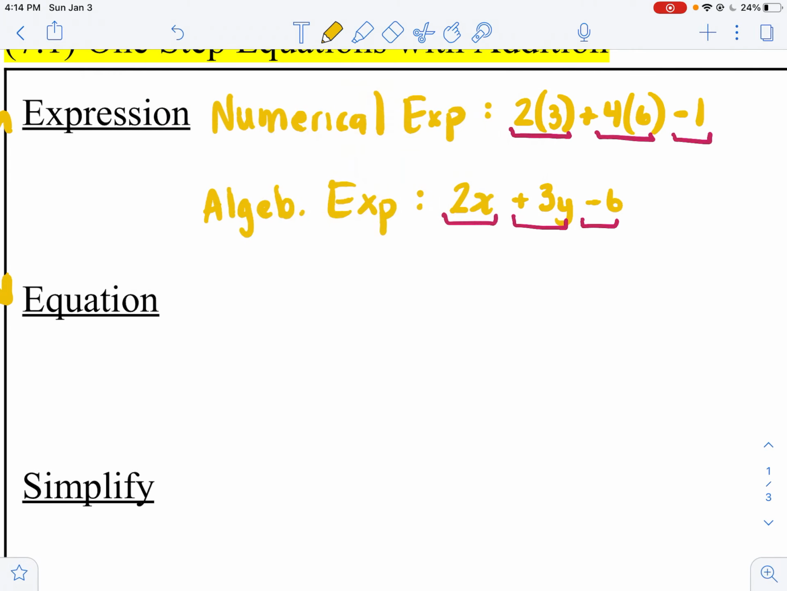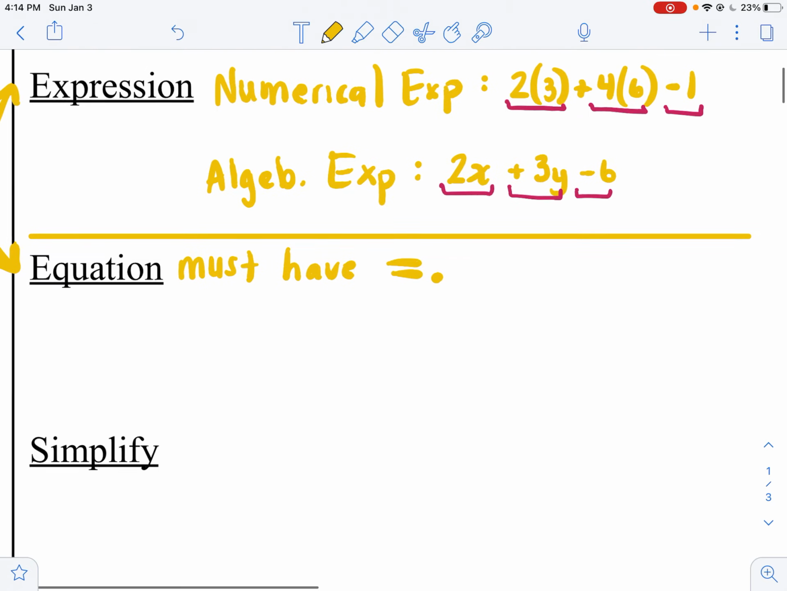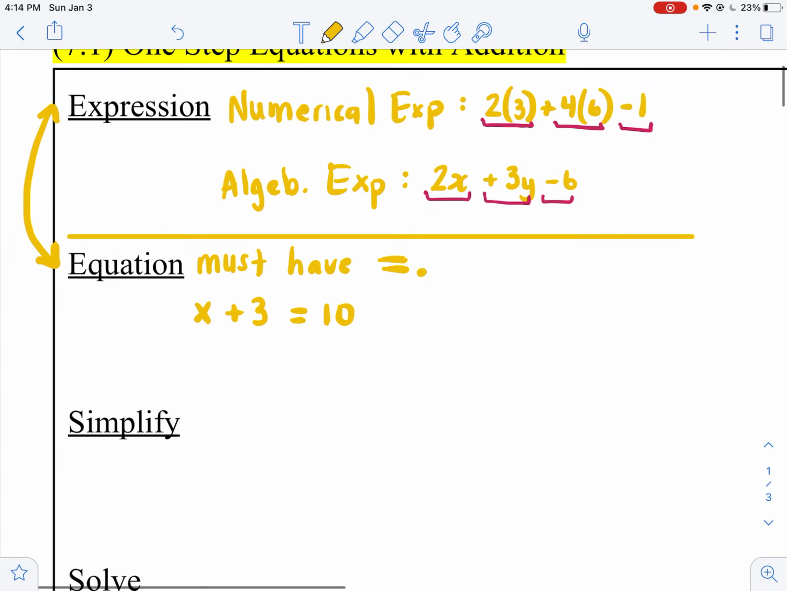Now, the difference between an expression and an equation is that an equation must have an equal sign. So, it's kind of like an algebraic expression with an equal sign. So, it must equal something. So, for example, x plus 3 equals 10.